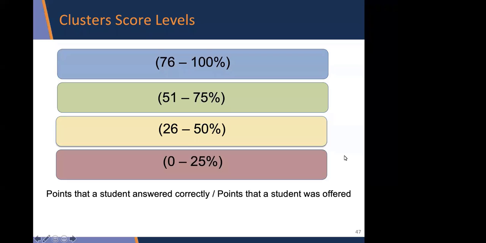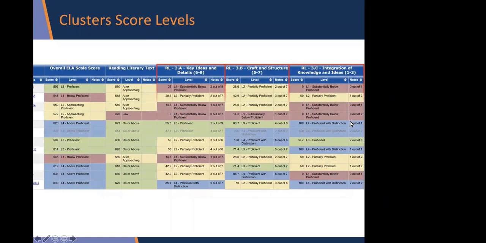So if there was one question or 1 point, and I answered it correctly, I would have 100%. If there was one question and I answered it incorrectly, I would have a 0. How about 4 questions? If I answered 3 of them correctly, that would be 75%. 2 of them correctly, I'd be here, which is information and it's good. So here are the clusters and here are the points.